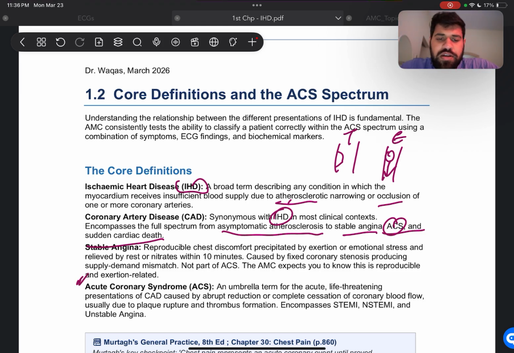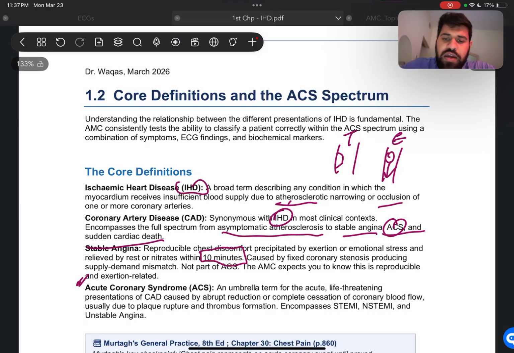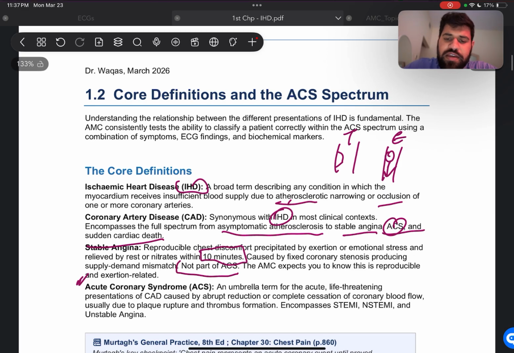So stable angina, it is reproducible chest discomfort that is precipitated by exertion or emotional stress and relieved by rest or nitrates within 10 minutes. All right, and it's caused by fixed coronary stenosis producing supply-demand mismatch, and it is not a part of the ACS.